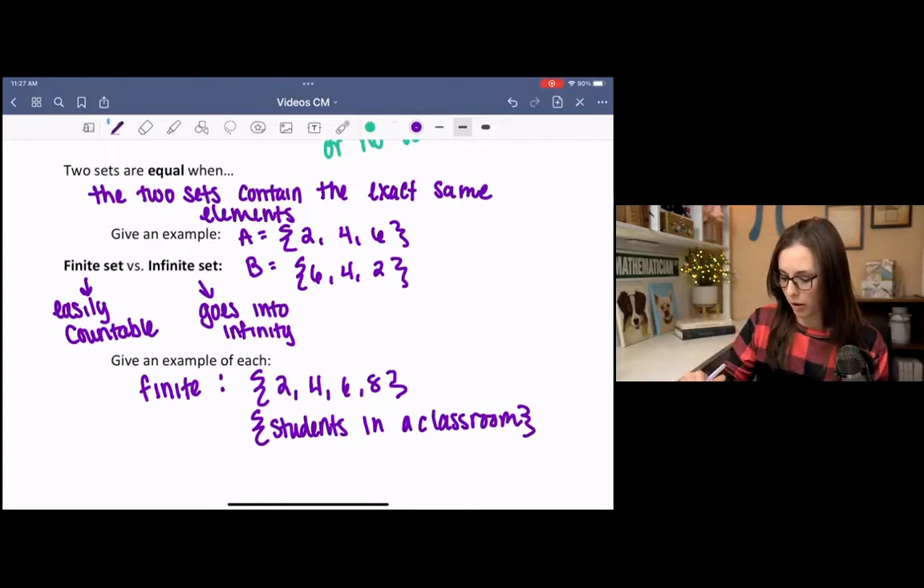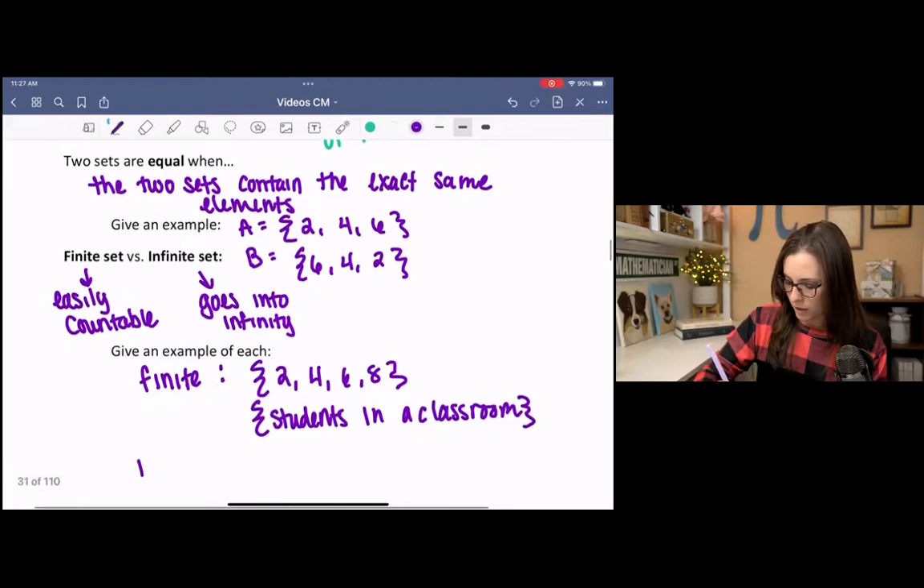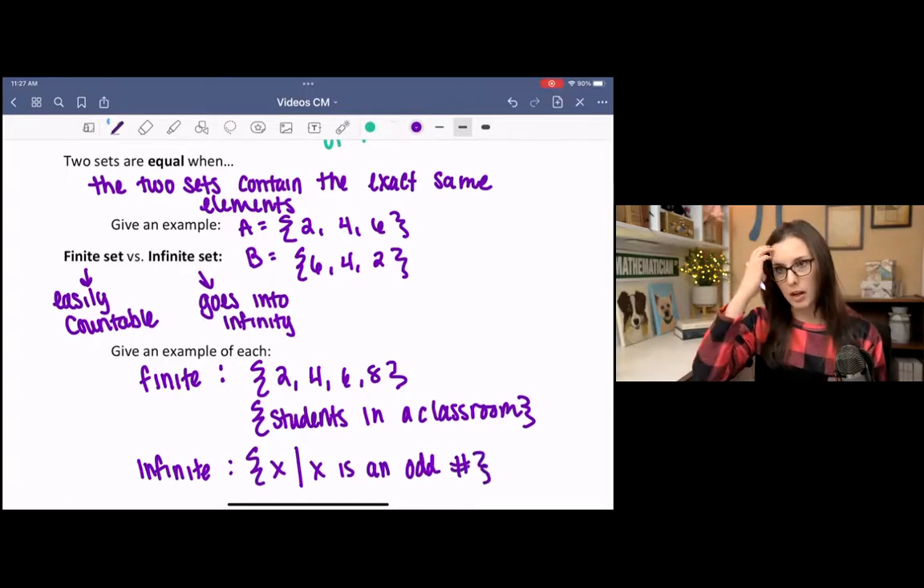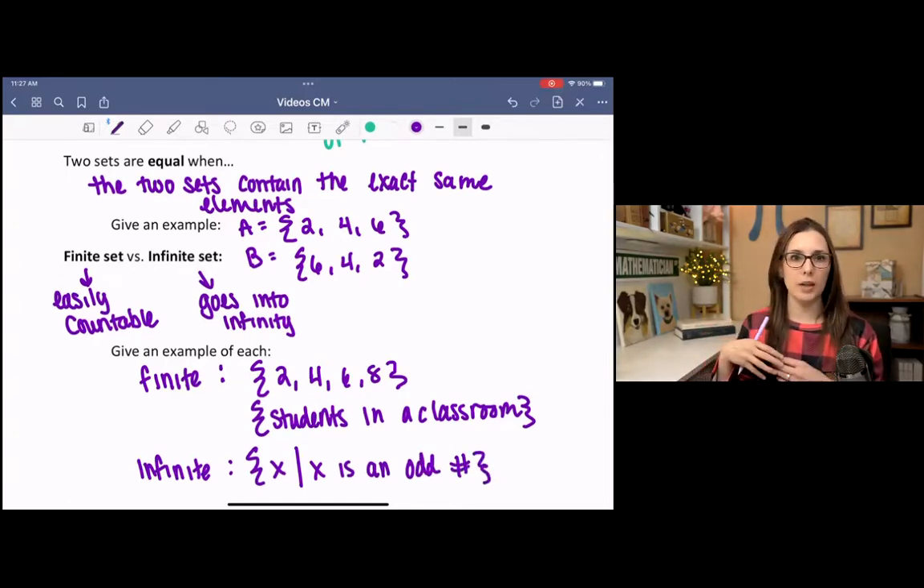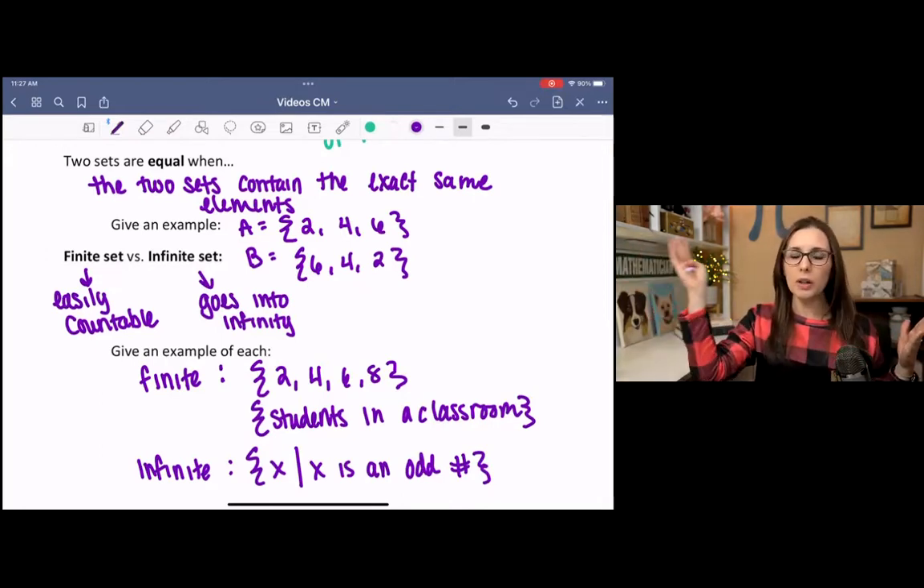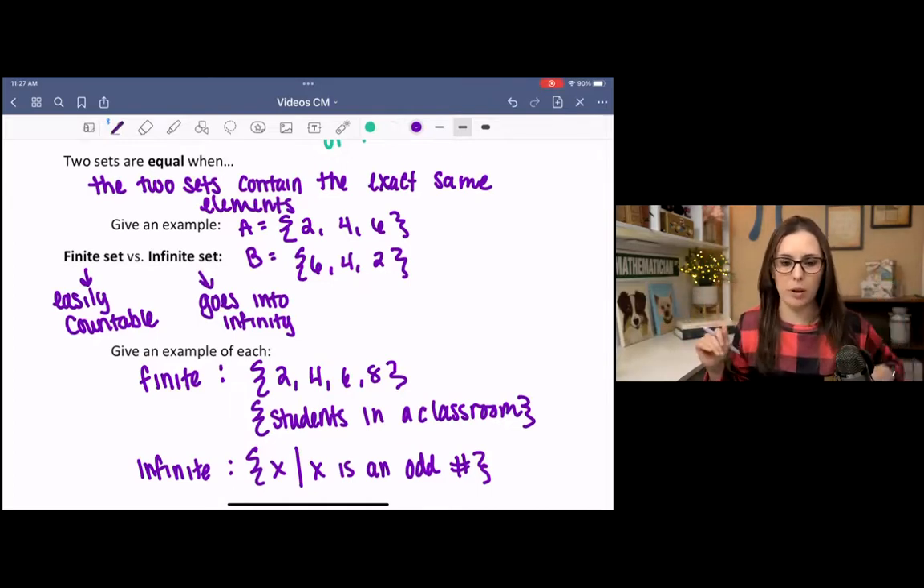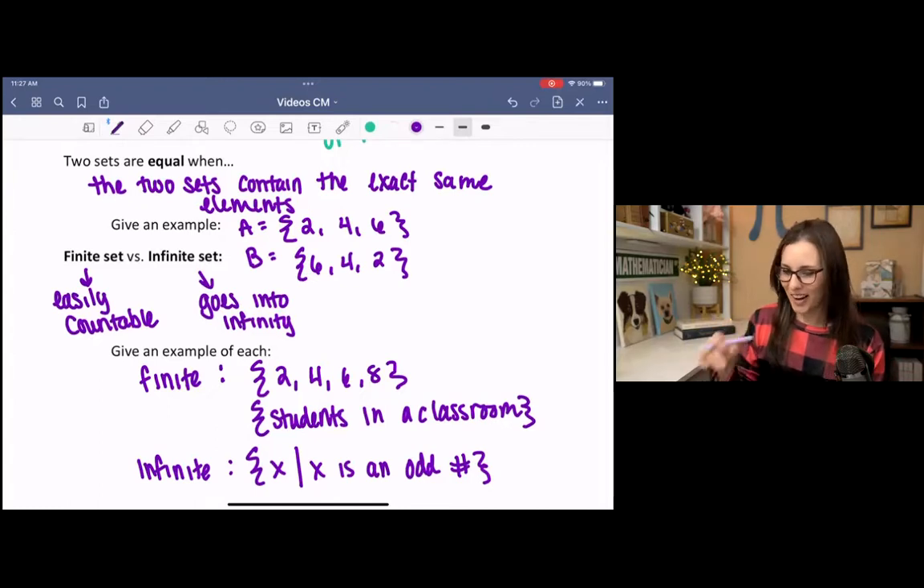So for example, infinite might be {x such that x is an odd number}. We're going to consider this infinite because we can't count the set of odd numbers. It goes on into infinity. We could start now and count forever, and we would be counting until we went into a greater place. So we call that infinite.